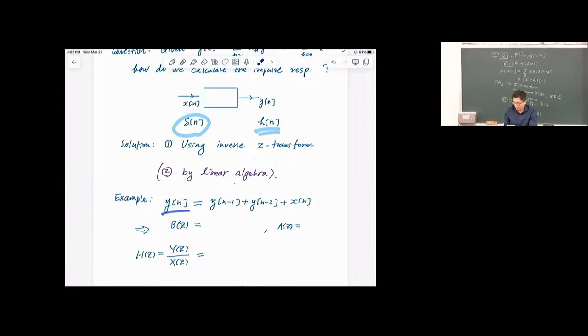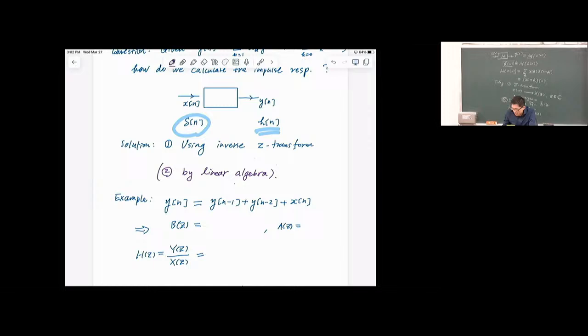Every current sample is the sum of the past two samples plus any input that we might receive at the moment. Okay? So for such a system, what is its impulse response? What is h of n? It turns out that it's easier if we work it out in the z domain, so that's what I'm going to do next.